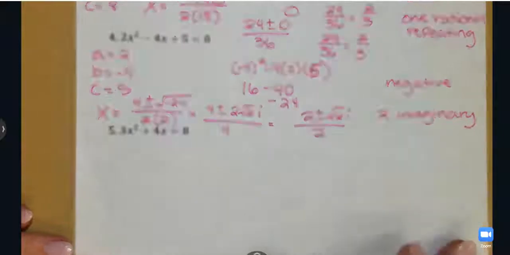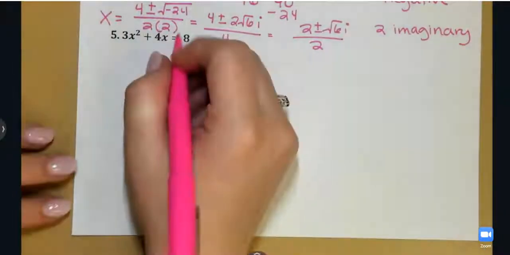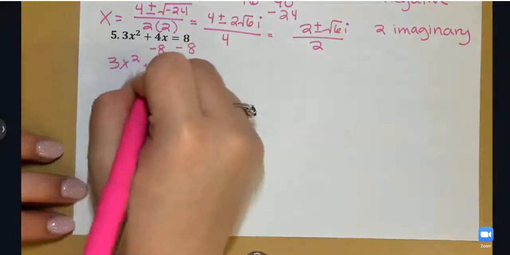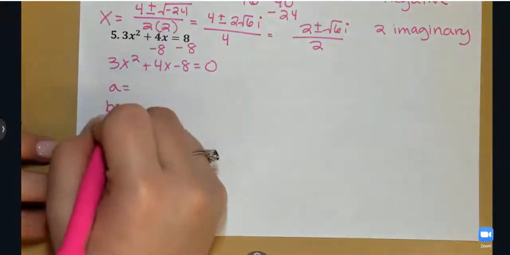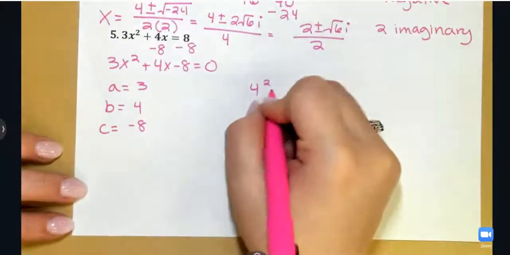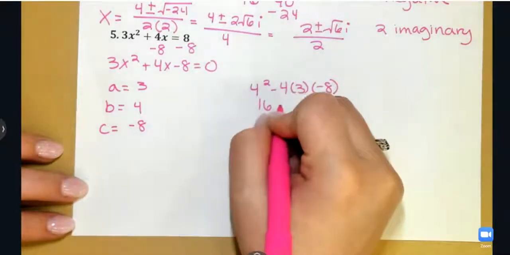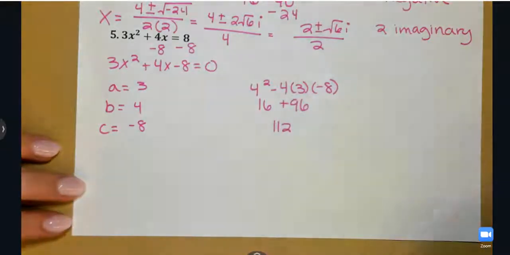Okay? So, we just got one more now. So, I need this to be equal to 0, so I'm going to move that 8 over. And now I can identify A, B, and C. And now I'm ready to look for my discriminant. So 4 squared minus 4 times A times C. It's going to be 16 plus 96, which is 112.